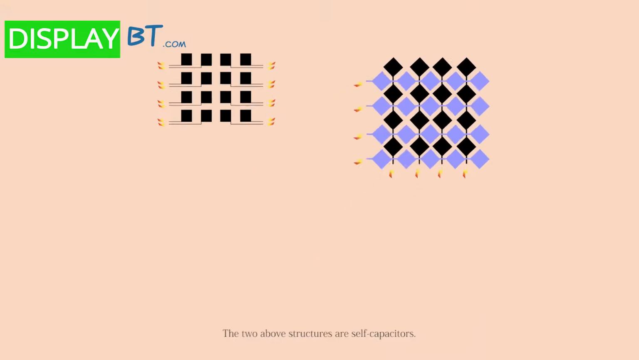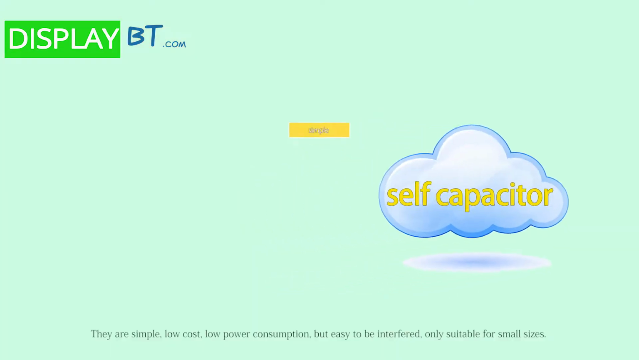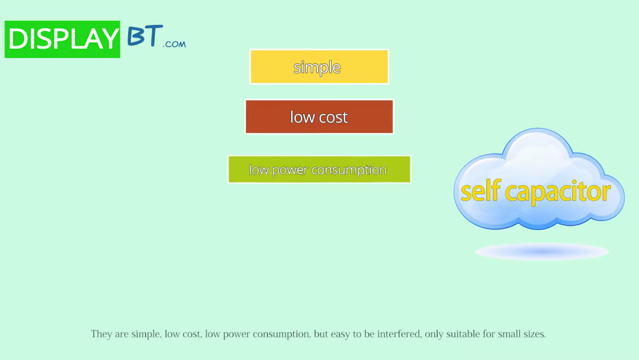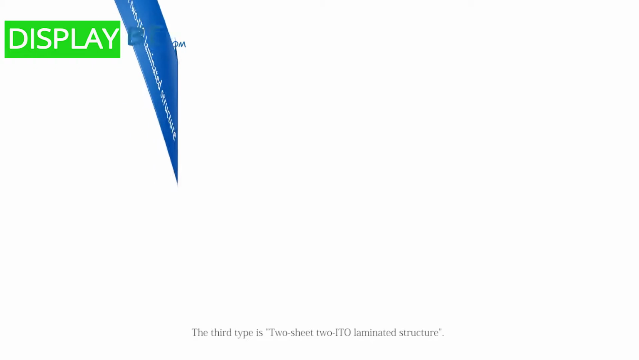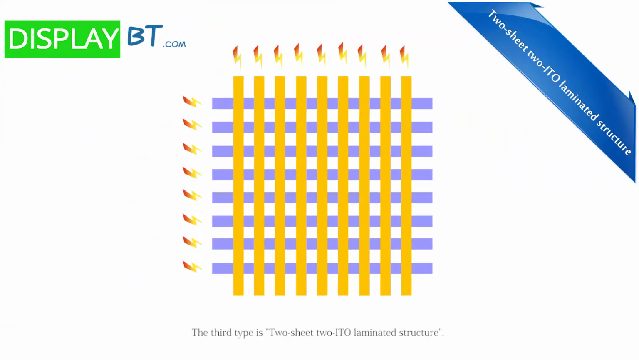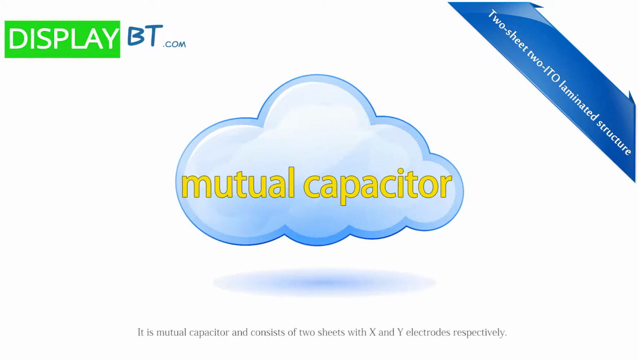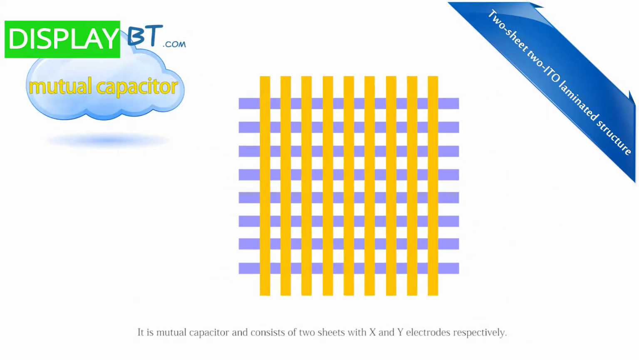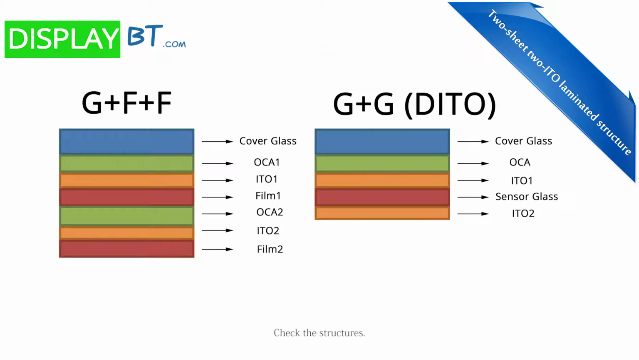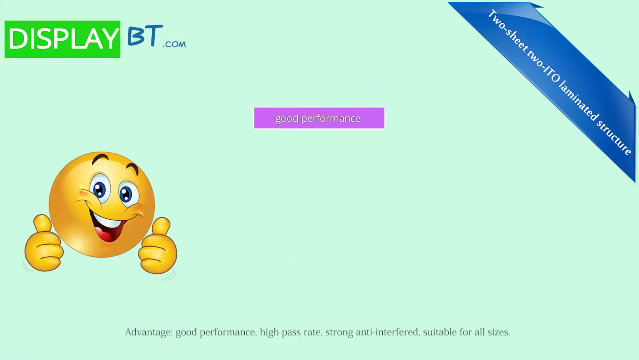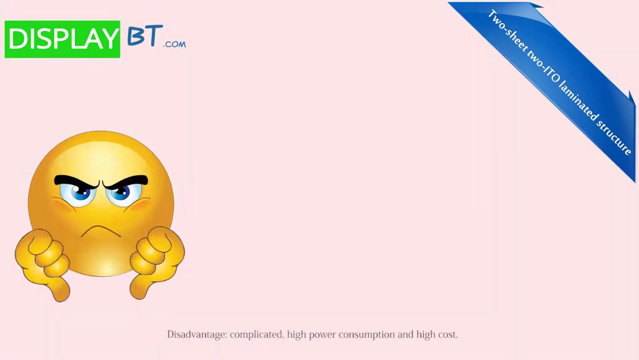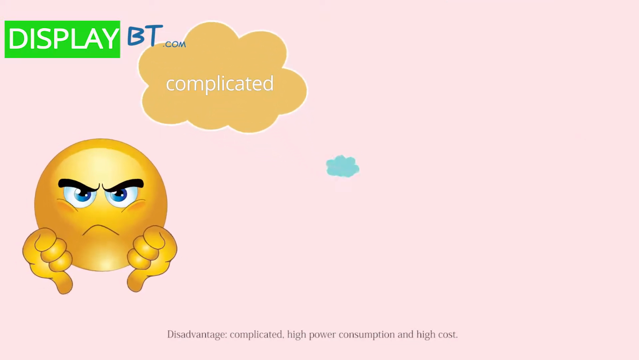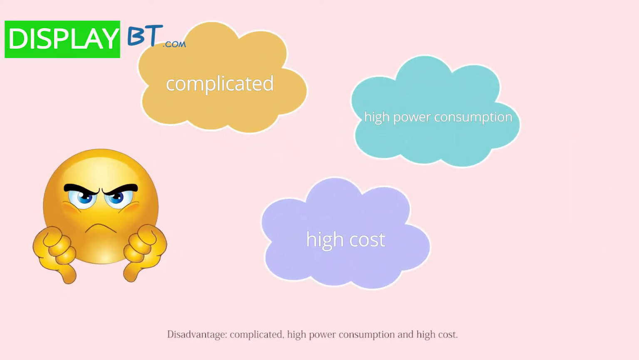The two above structures are self-capacitors. They are simple, low cost, and low power consumption, but easy to be interfered, and only suitable for small sizes. The third type is the two-sheet, two ITO laminated structure. It is a mutual capacitor and consists of two sheets with X and Y electrodes, respectively. Check the structure. Advantage: good performance, high pass rate, strong anti-interference, suitable for all sizes. Disadvantage: complicated, high power consumption, and high cost.